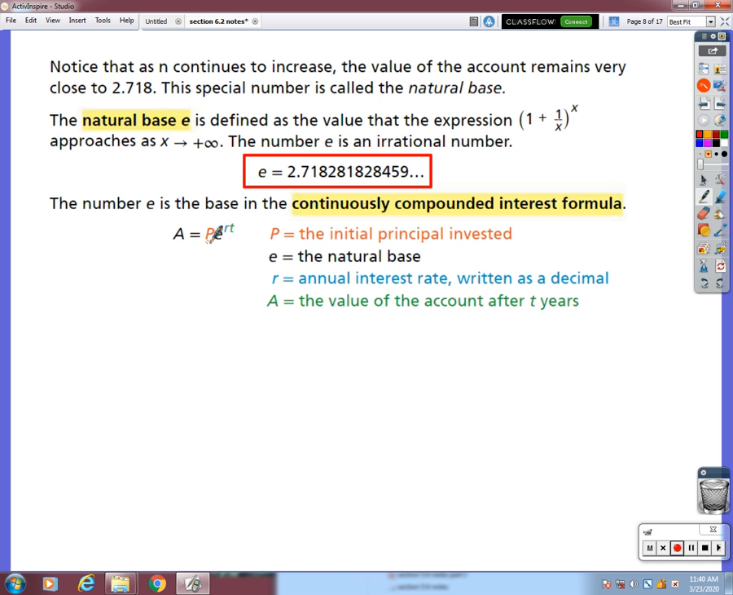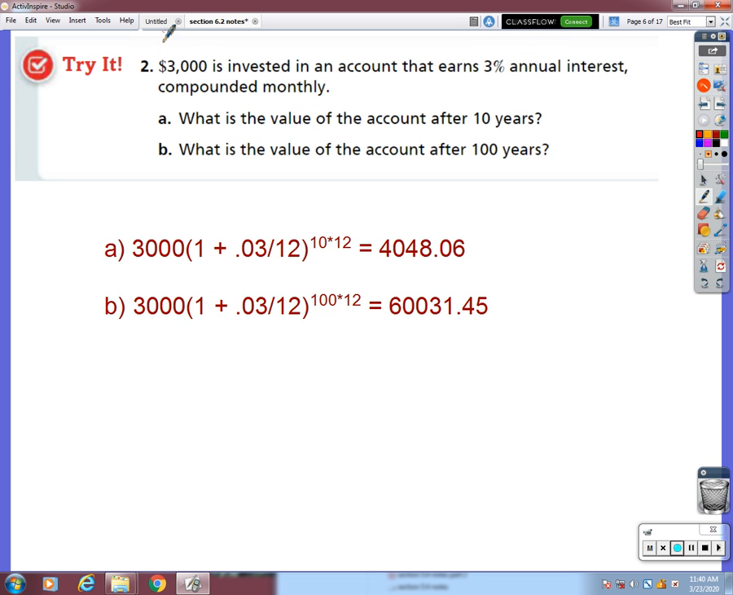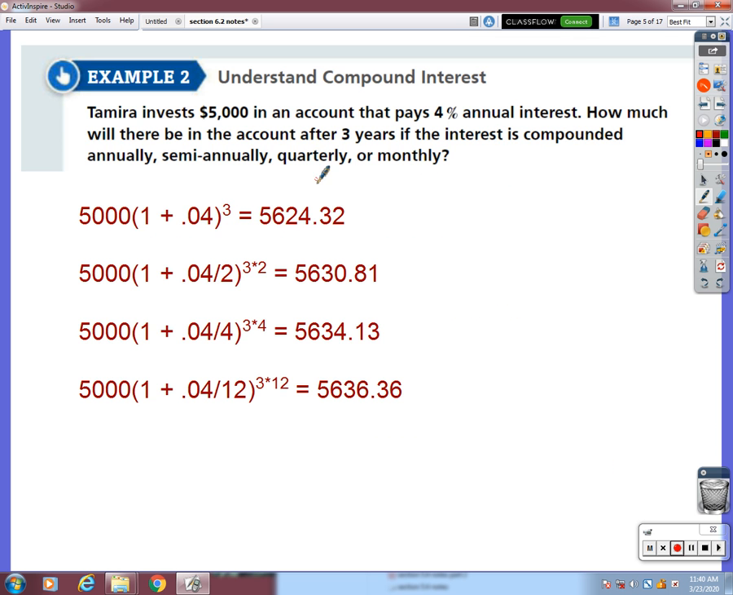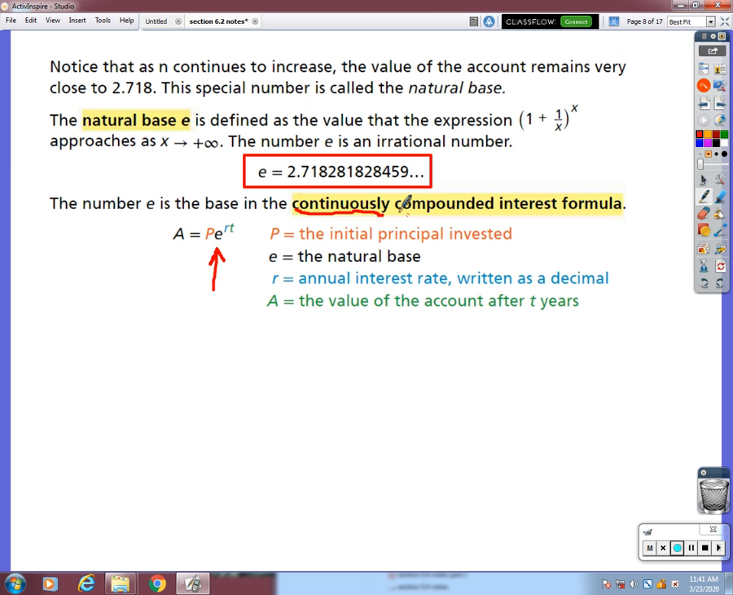And this is sometimes called the Pert Formula because it's A equals P times E to the RT. And so anytime you see this word right here, continuously, you've got to think of this formula here, okay? So if you are being asked to compound interest monthly, quarterly, semi-annually, or annually, you're using this formula right here. But as soon as you see this word continuously, then all bets are off and we shift to this guy right there, okay? And this number E is actually a number on your calculator.